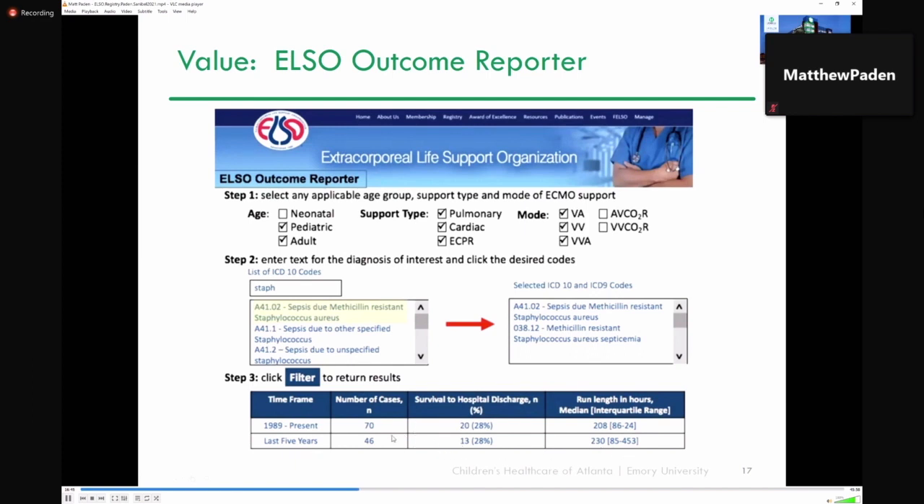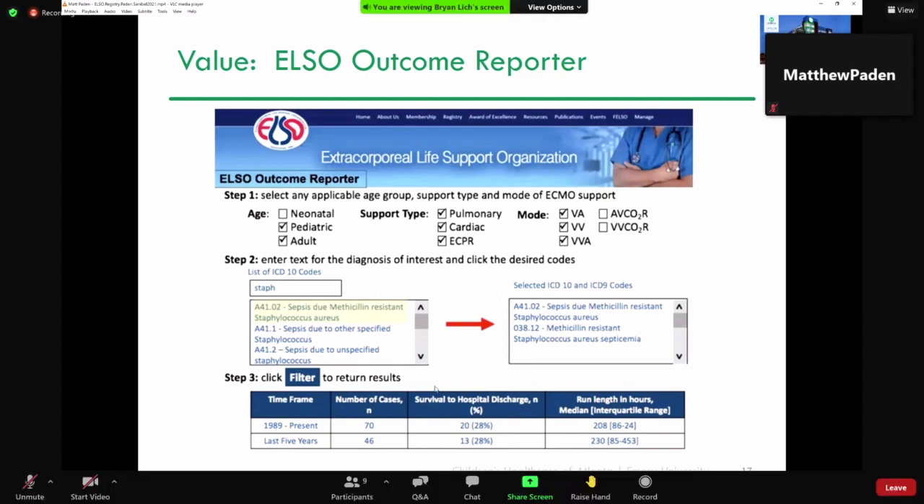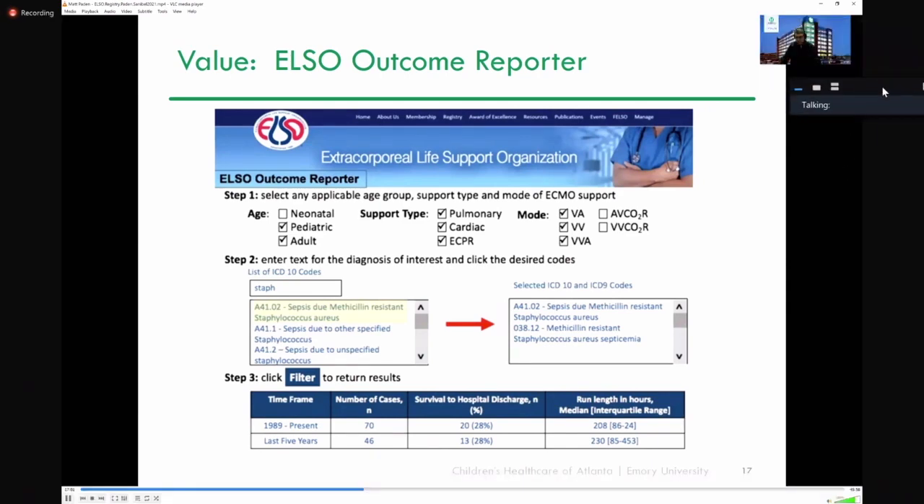In this case, you see there were 70 cases, with pretty lousy outcomes at about 28%, whether we're looking at all time or just the last 5 years, and roughly 10-day lengths of run. So again, this provides a way that we can get information back to the centers and allow them to query any time of day or night, wherever they are in the world.